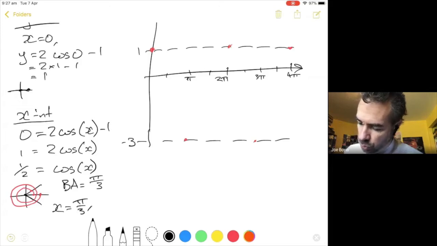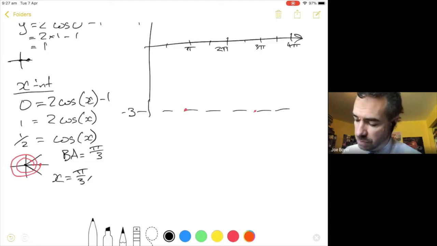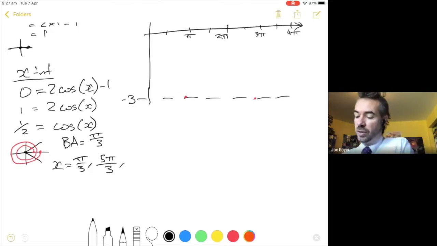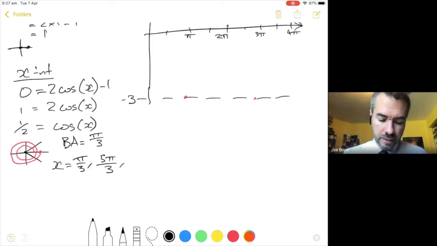And at 2 pi minus pi on 3, now that we've done this a few times, we can jump straight to writing that down as 5 pi on 3. I'm hopeful that everyone knows where that came from. So 5 pi on 3. And we're also going to get one at 2 pi plus pi on 3, which is 7 pi on 3. And I'm going to get one at 4 pi minus pi on 3, which is 11 pi on 3.